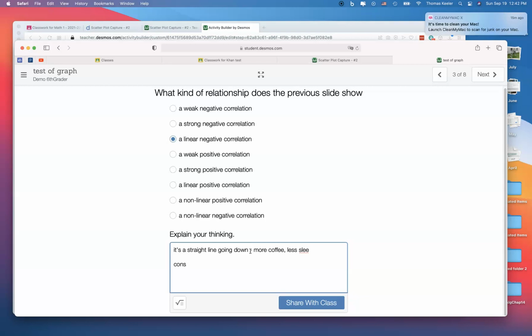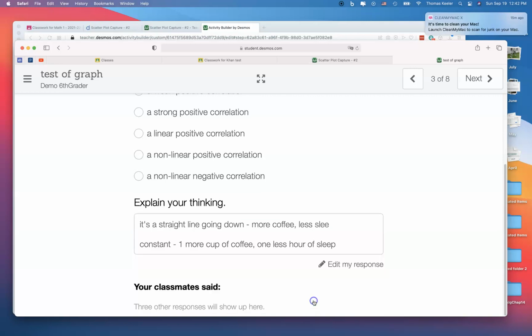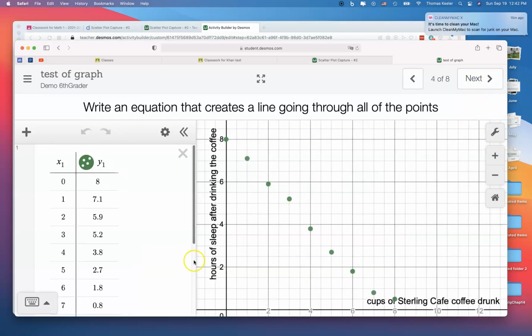So it's a constant relationship. One more cup of coffee, one less hour of sleep. So we see that constant relationship. What about this one? Here you see how this is more like what happens in real life. If you do something in the real world, you don't get that exact linear relationship. The points are very close to the line, but they're not exactly on the line.